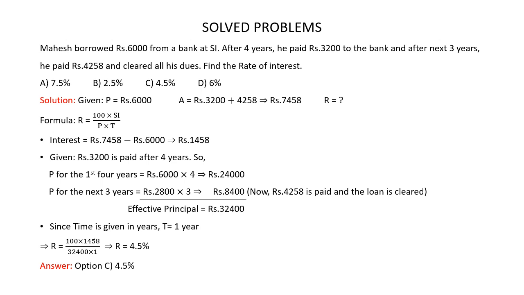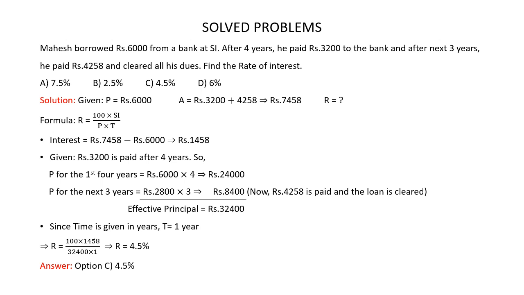It's given that rupees 3,200 is paid after 4 years. So for the first 4 years, the principal would be rupees 6,000 multiplied by 4, which is rupees 24,000. Now this rupees 3,200 is paid after 4 years. We know that the principal is rupees 6,000. So 6,000 minus 3,200 is rupees 2,800. So the principal now is rupees 2,800.